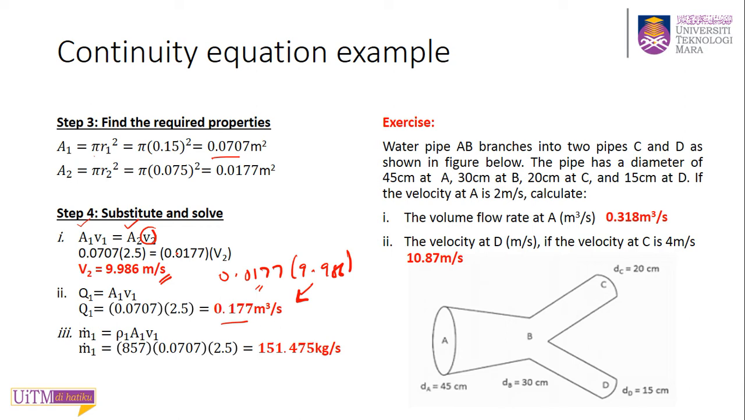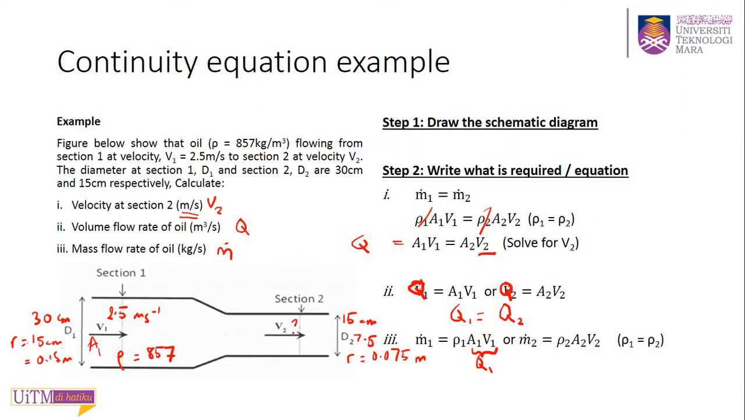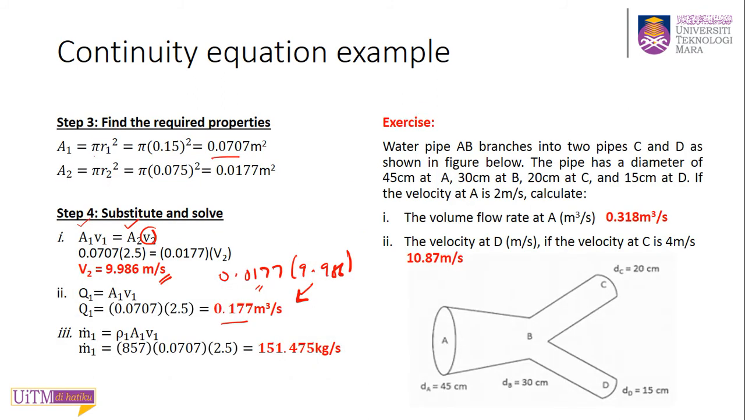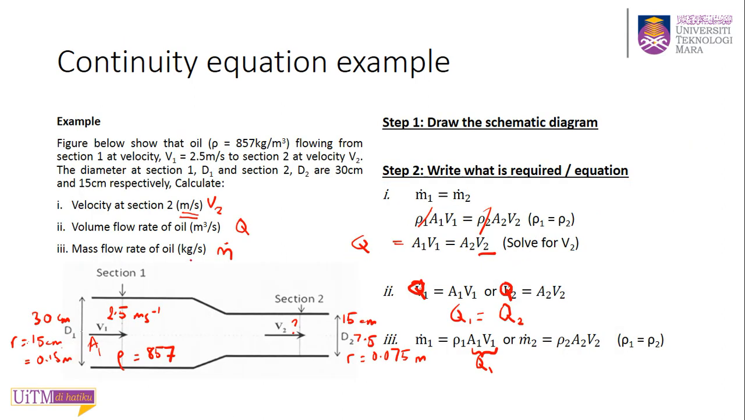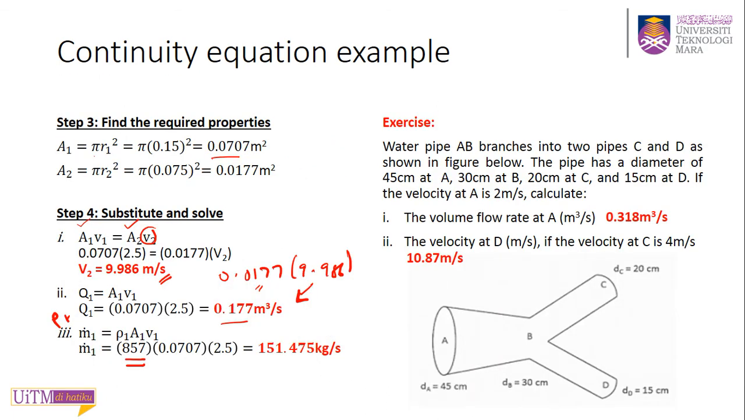Last, they ask you to find mass flow rate, which is the m dot, and you know the mass flow rate is just the multiplication of rho with Q. You already found your Q, 0.177, or you can use A and V as well, whichever you find easier. So you just multiply by the rho. They provide you the rho of the fluid, the oil, is 857, so you just multiply by Q, 0.177, and it should give you this answer.